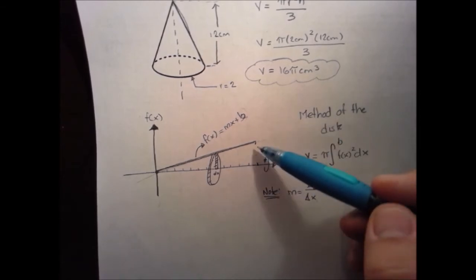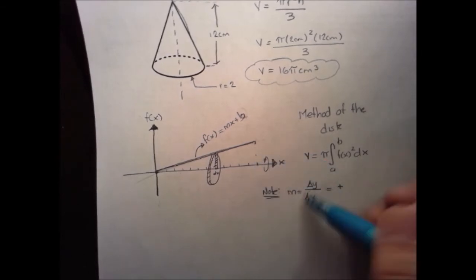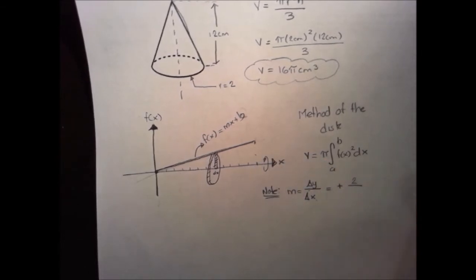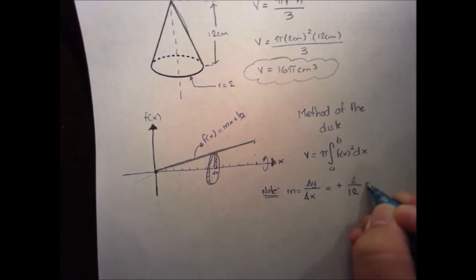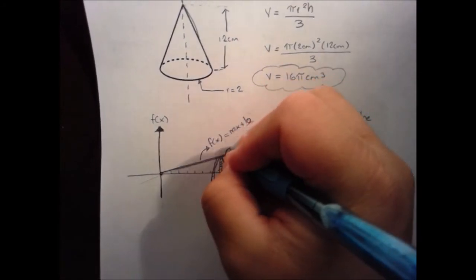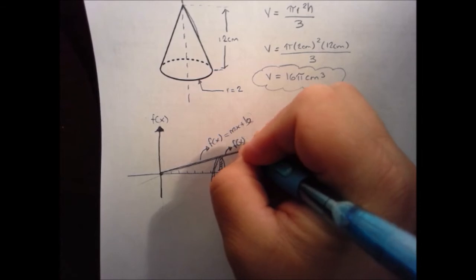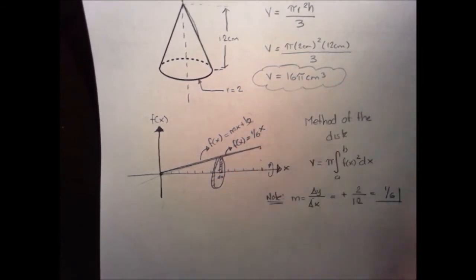Now let's count. How much do we have over here? 1, 2. We have 2 units on y. And how many units do you have on x? You have 12 units. In that case, it means that it's going to be 1/6, and this is the slope. So this function is going to be just 1/6 of x.